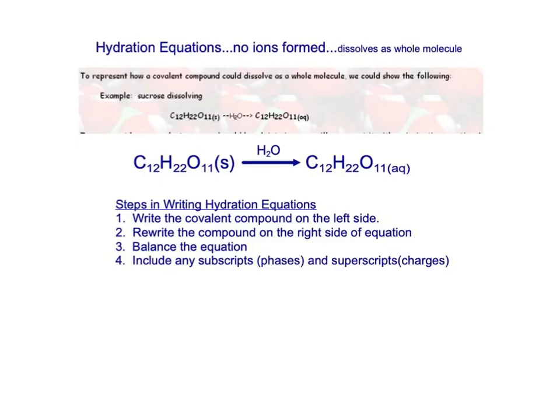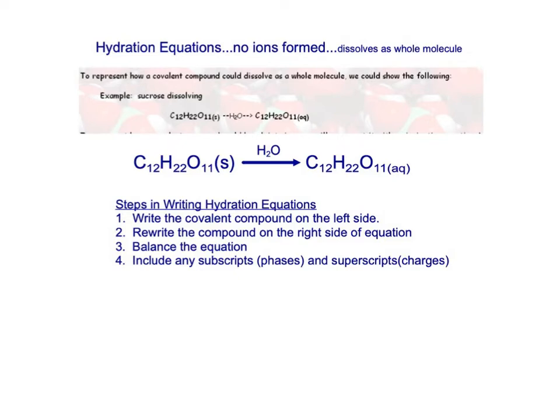So the first type of situation or equation we're going to look at is called a hydration equation. And in this case, no ions are formed. The molecule actually dissolves as a whole. So basically what this means is that if, for example, we have sugar here, and we add that to water, so it's over the arrow, that means it's not part of the reaction, we're just adding water to that. What happens is that water doesn't split up, it stays whole.